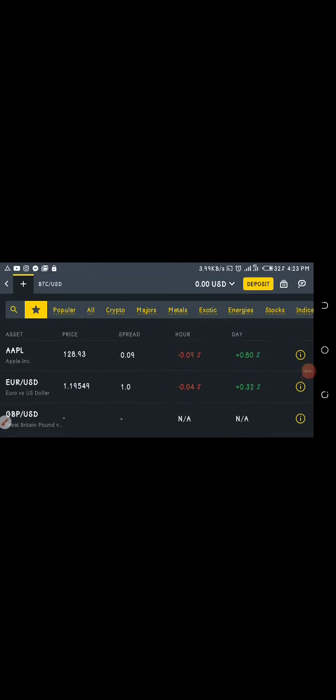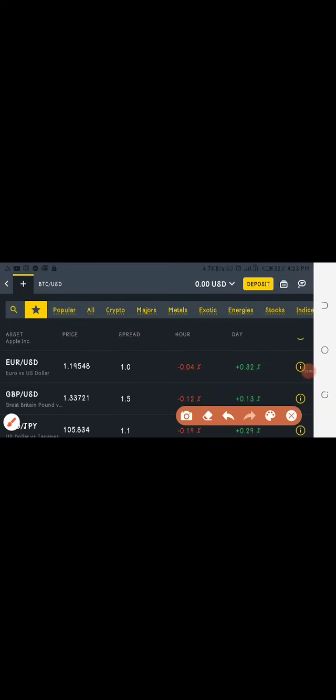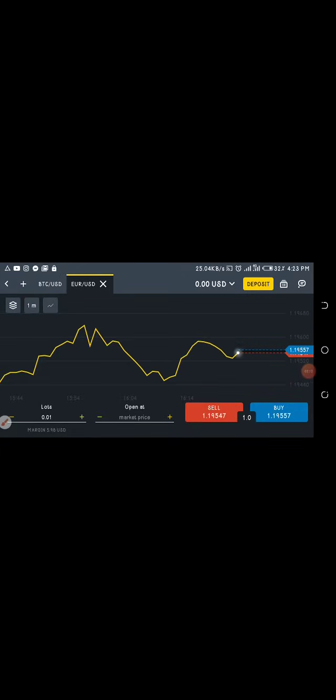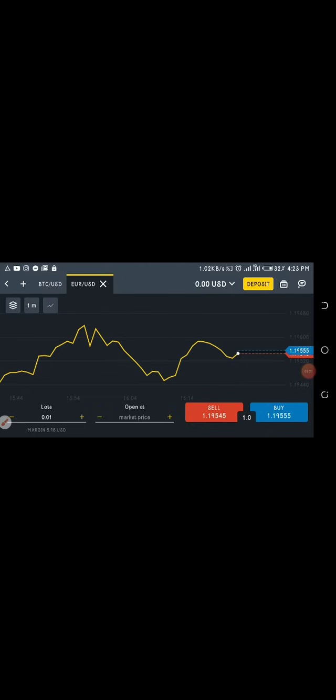When you scroll down, okay, this is what I told you to trade. EUR USD, which is euro versus US dollar. So what you want to do now is click on it. Once you click on it, as you can see, it's already on EUR USD. Now if you try to sell or buy, it won't go, because you have 0.00 USD. You've not deposited into your account.